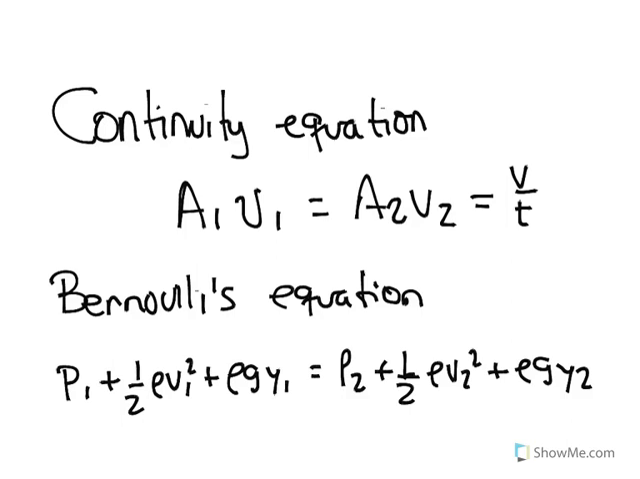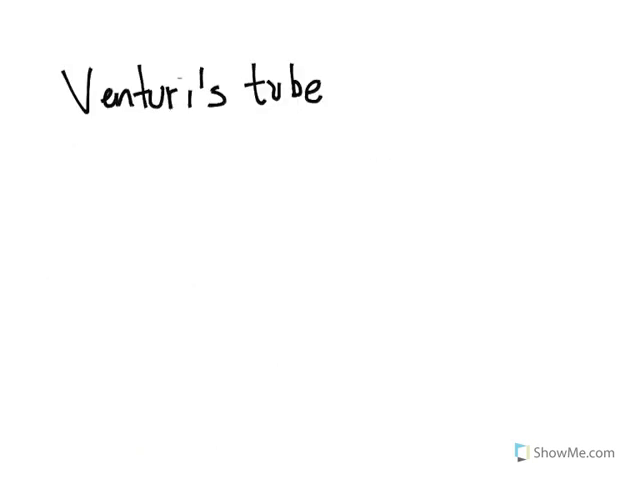Each term, 1/2 density velocity squared, is the kinetic term, and density gravity height is the potential energy term. And today we're going to start with the applications. So the first application that we have is Venturi's tube.